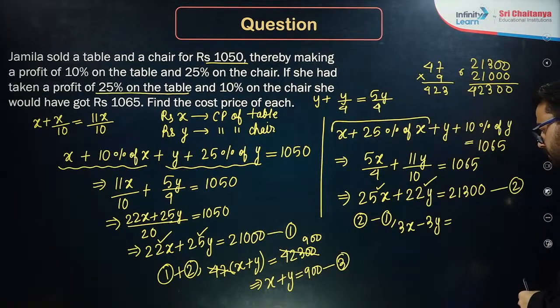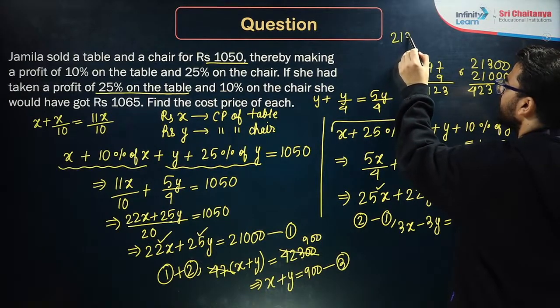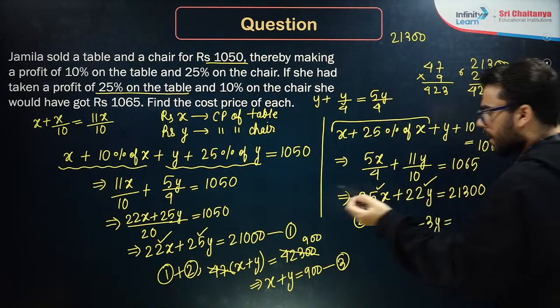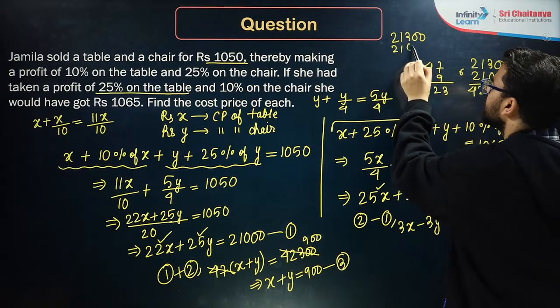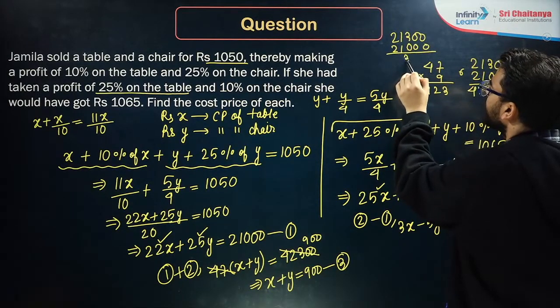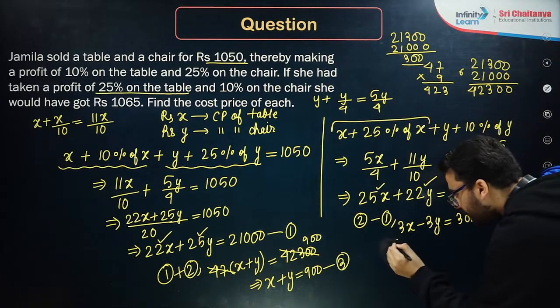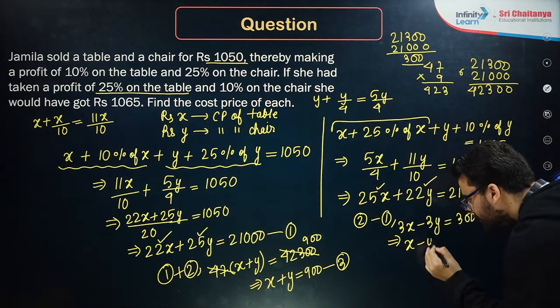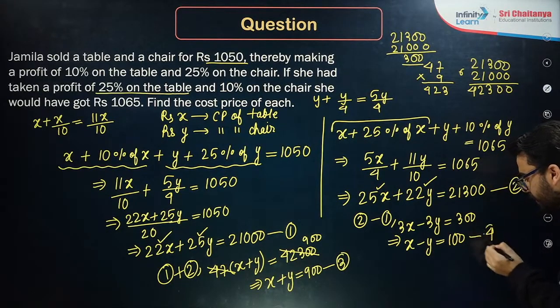क्लियर है? तो ये देखो क्या होगा, 21300 minus 21000. हाँ ठीक है, तो 300 आएगा. तो दैट इज इक्वल टू 300. सो इसको फर्दर सिंप्लीफाई करोगे तो x माइनस वाई की वैल्यू आएगी 100 एंड दैट इज इक्वल टू फोर्थ. दिस इज द फोर्थ इक्वेशन.